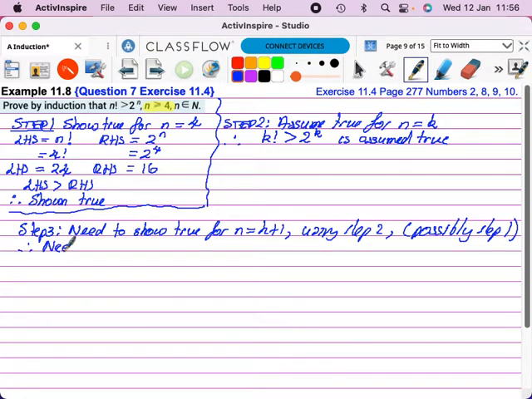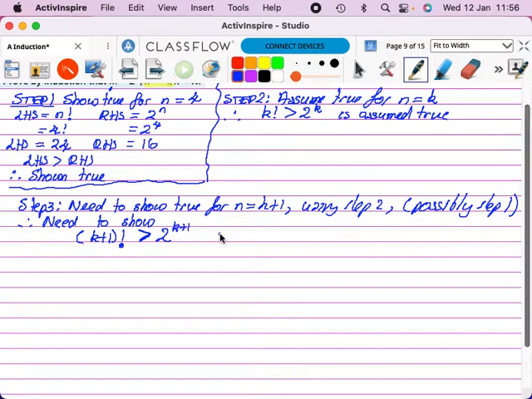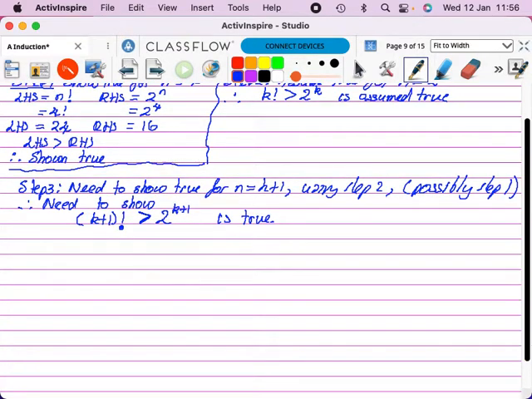Therefore, I need to show, now use the empty bracket method, I'm replacing the n, open bracket, with k plus 1. So it's k plus 1 factorial. And I need to show that that is greater than, replacing the n in the original formula by k plus 1, greater than 2 to the power of k plus 1. Is true. Obviously using step 2. So now we're going to do the proof.